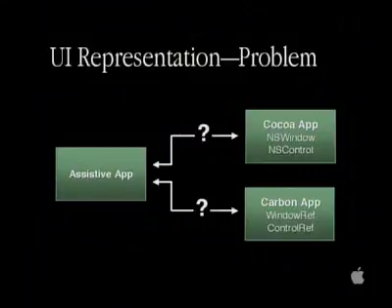Now, each of these applications has a natural representation of its user interface in terms of its own native types. So the Cocoa app has NS windows and NS controls, and the Carbon app has window refs and control refs. But there's some problems trying to use these natural representations. For one thing, it means the assistive app gets to do twice as much work. It has to understand all the native widgetry of Cocoa and the native widgetry of Carbon. And another problem is there's a lot of excess detail that would be exposed.